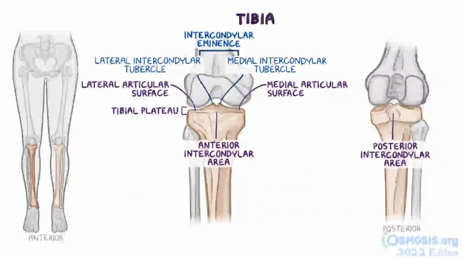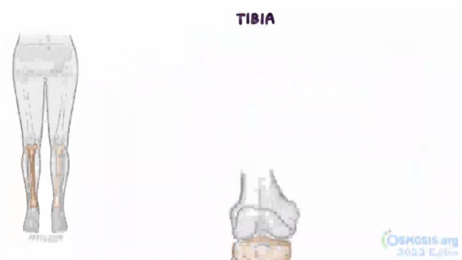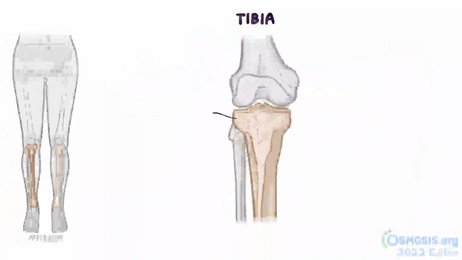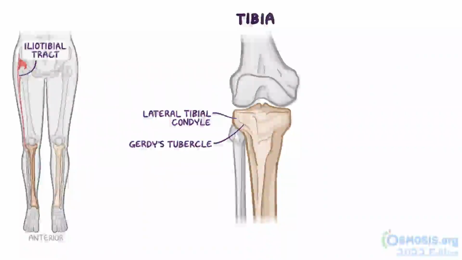The intercondylar eminence fits into the intercondylar fossa between the femoral condyles, and it's where the menisci and principal ligaments of the knee attach. Moving on, underneath the base of the tibia, there are 2 prominences called the tibial condyles. The lateral tibial condyle is situated on the anterior, lateral, and posterior side of the proximal tibia. On the anterior surface of the lateral tibial condyle, there's Gerdy's tubercle, which is where the iliotibial tract attaches distally.